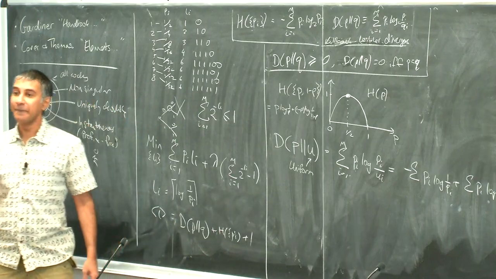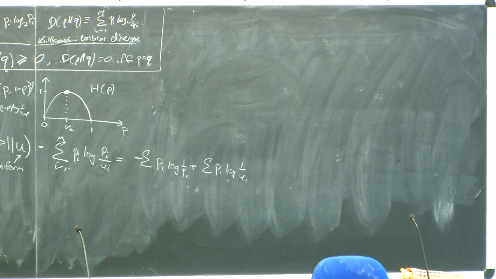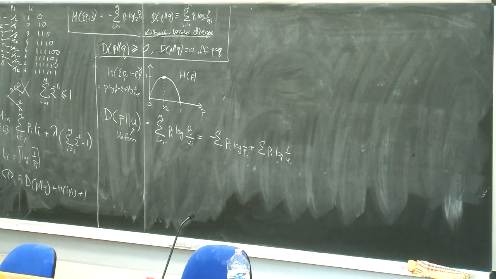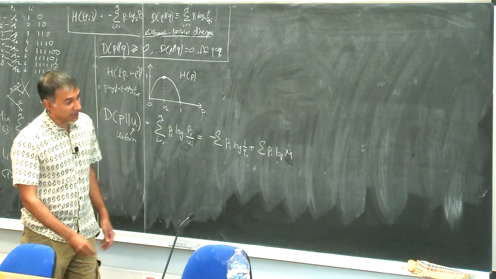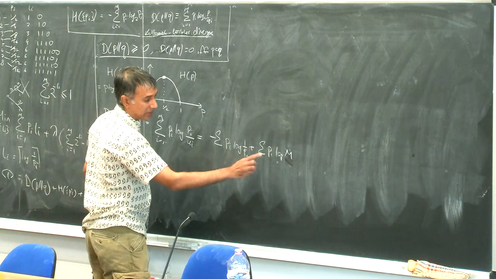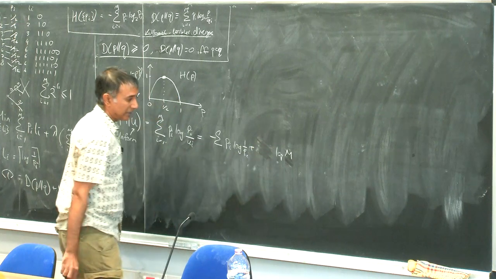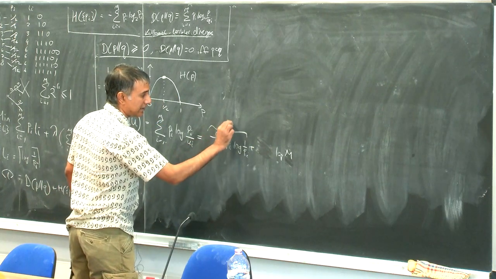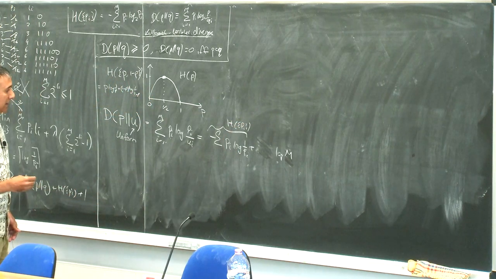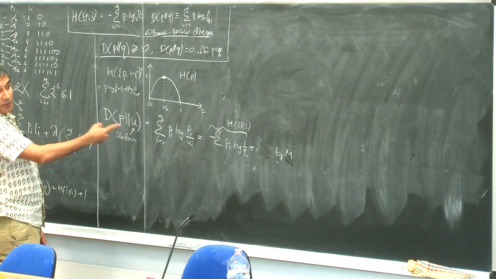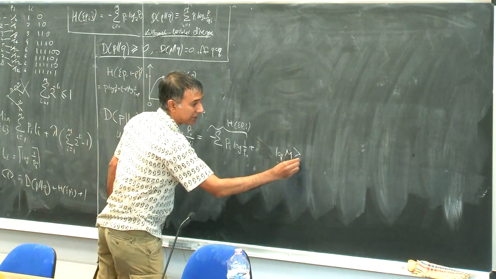Now, what is u_i? u_i is the probability of getting event i, but it's the uniform distribution. So u_i must be equal to 1 over m, because all m events are equally likely. So I can just put log of m here. And since log of m is a constant, and the sum over p is normalized, I can just remove this. And this entire thing here is just H of that probability distribution. So you find, and this whole thing, because of the positivity of this, must be greater than or equal to zero.